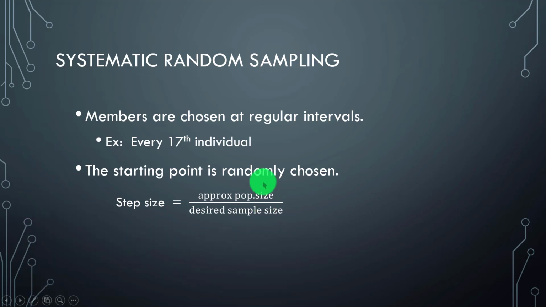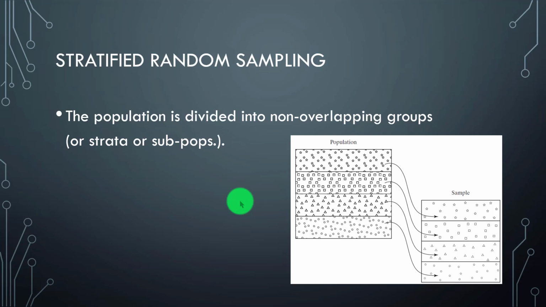And how often do you select? Is it every 17th, every 71st individual? Well, if you just do this little division here, that should get you into the appropriate interval. Let's go to another random sampling method. This is called stratified. Stratified random sampling has a couple steps involved.